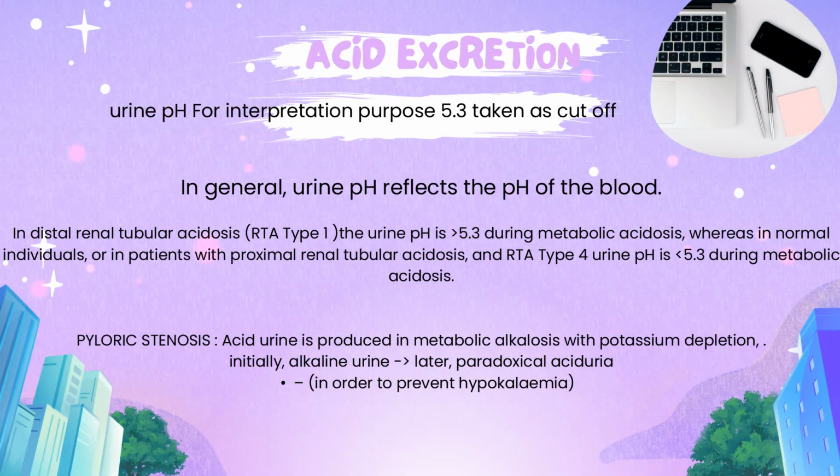This again is a revision slide about the urinary pH. Usually 5.3, some people take 5.5 as a cutoff point for interpreting results. And I've just mentioned the urinary pH in different RTAs. These concepts have been explained in detail in a previous presentation as well, and in this presentation in earlier slides as well.